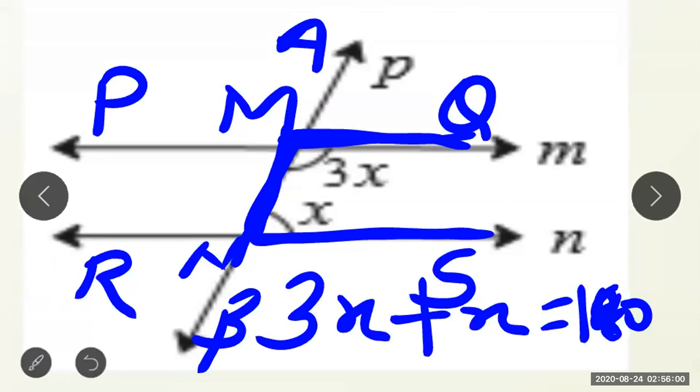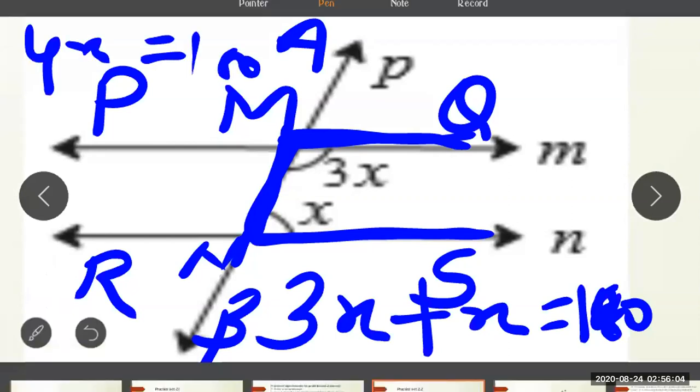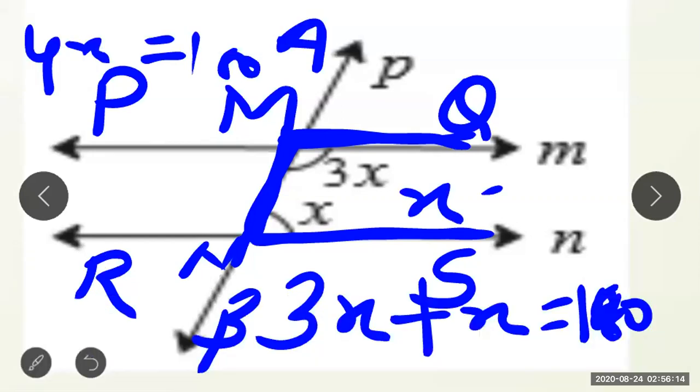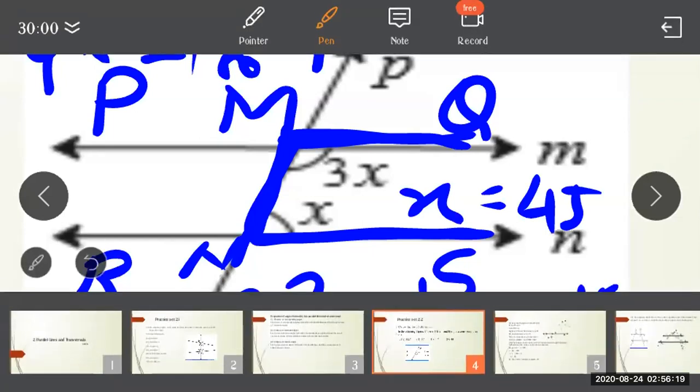Now 3x plus x becomes 4x equals 180 degrees. Now you divide 180 by 4. You get the answer x equals 45 degrees. So you have found the value of x. Now which option is right? Option C, which is 45 degrees. I hope by the diagram you have understood.